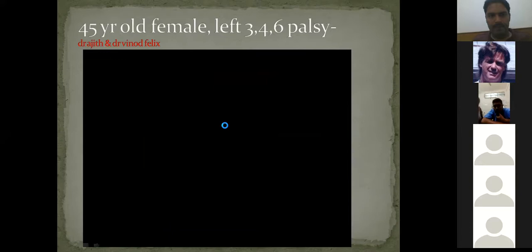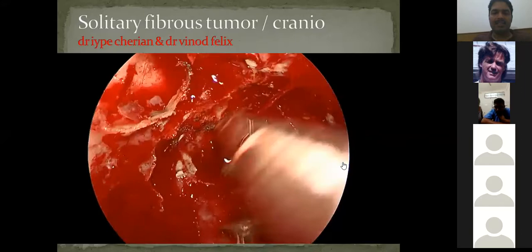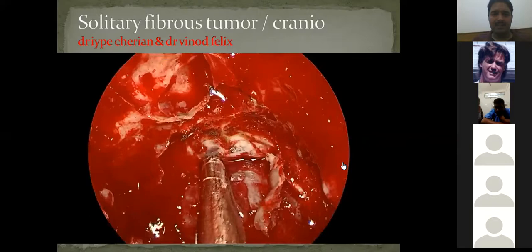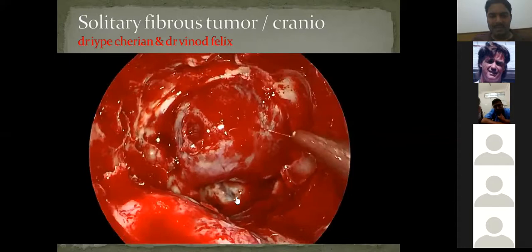This is another case which I did with Professor Aipcharan in Nepal when I used to go there. And this is actually the sphenoid sinus. This is a small sphenoid sinus, not well pneumatized. This is the sellar dura. Clival recess. There is a superior intercavernous sinus up there.